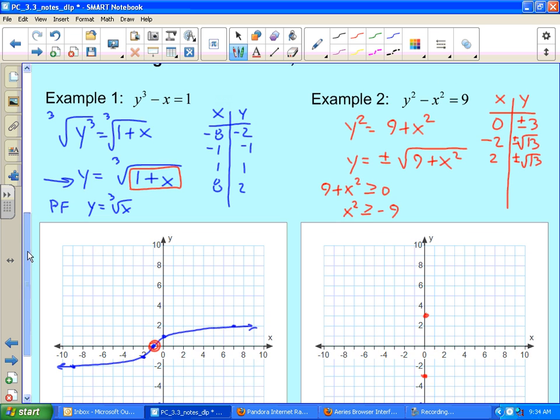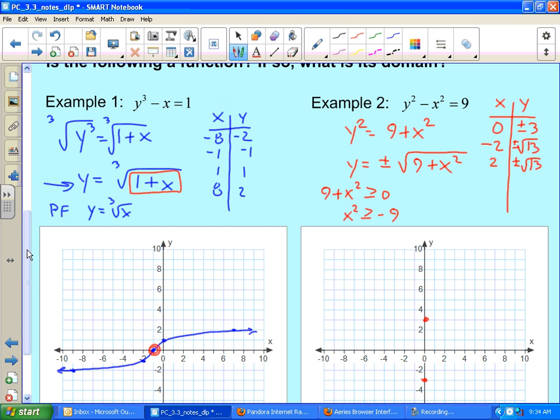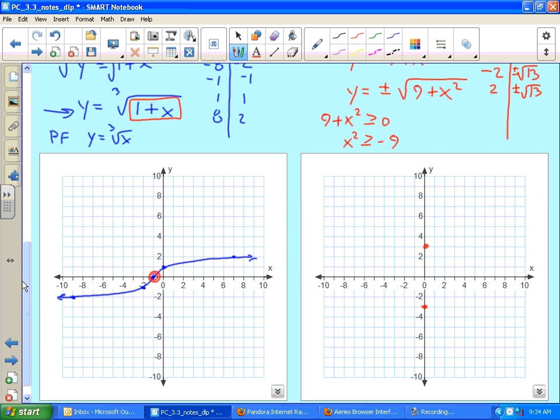What is the square root of 13? It would be just shy of, it's between 3 and 4. 3 point something. So let's see what happens. At negative 2, I'd be plus or minus 3 point something. Right about there, and right about there. At positive 2, I'm doing the same thing. Right about there, or right about there.